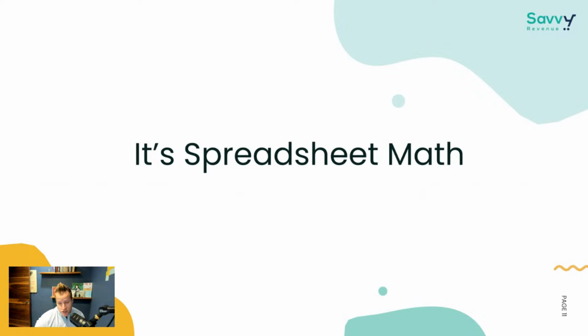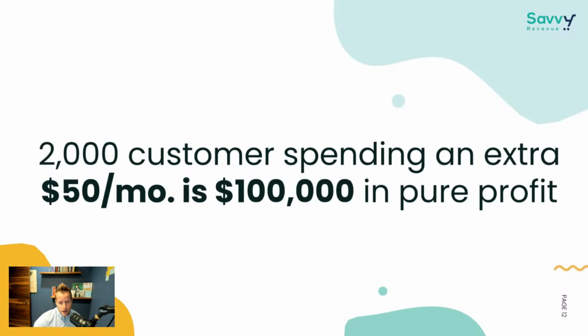For me, it's all spreadsheet math. I had a business a while ago where we had 2,000 customers. One of the things we put in our spreadsheet was, what if we can get every single customer to pay us $50 extra a month to handle their retargeting on Google Ads?